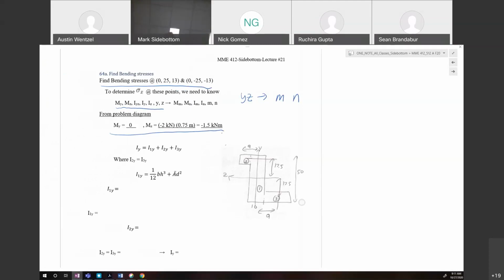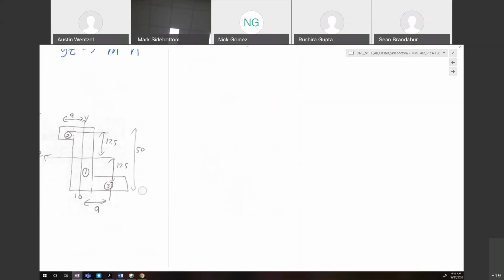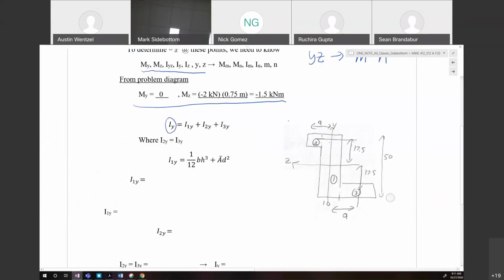Those are our moments about the y and the z axes. The next thing we need to calculate is Iy. This is going to be like a review of statics. We can break up our cross-sectional area into 3 different parts: area 1, area 2, and area 3.